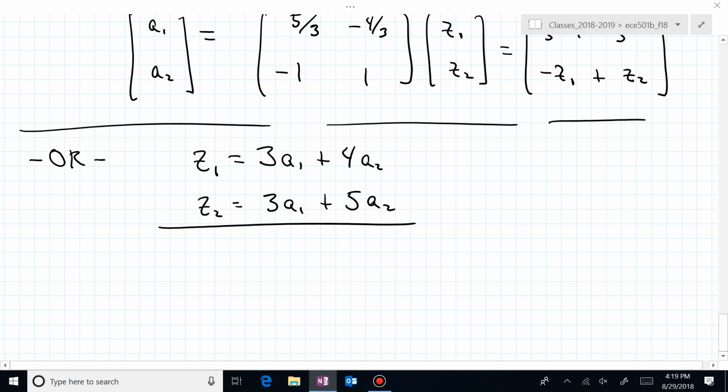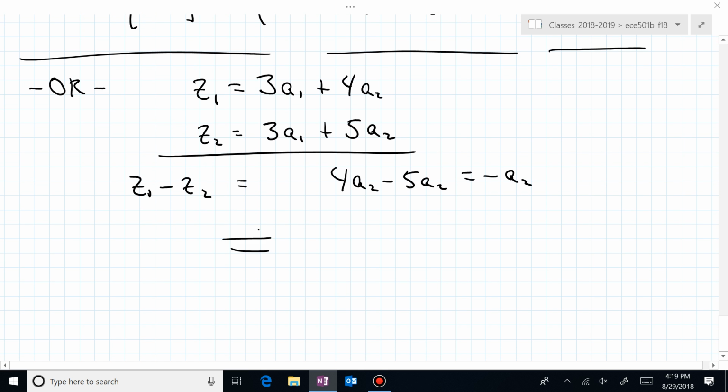And now if we compare those, we see that we have 3a1 in both equations, so my comparison is going to just take the difference between those, and I can see then that z1 minus z2 is equal to 4a2 minus 5a2, or minus a2. So that now, with that relationship, I see that a sub 2 is just z sub 2 minus z sub 1.